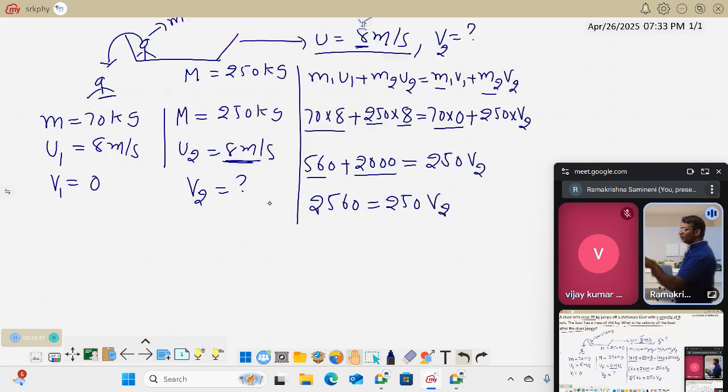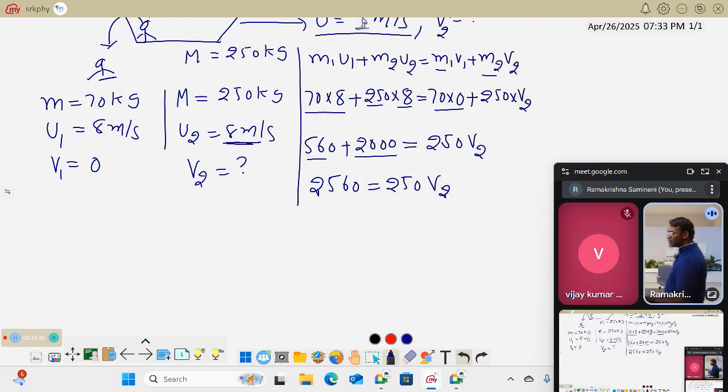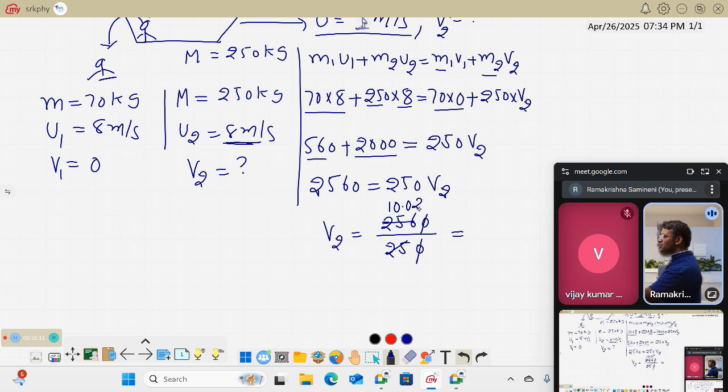Now if you solve this one, you get the required answer. What is our requirement? V2. V2 is equal to 2560 by 250. So what can I cancel? 0 and 0 can be cancelled, right? And 25, how many times nearly does it go? 10 times nearly. Okay, 10 point something, 10 point 0, and then 2 you get.